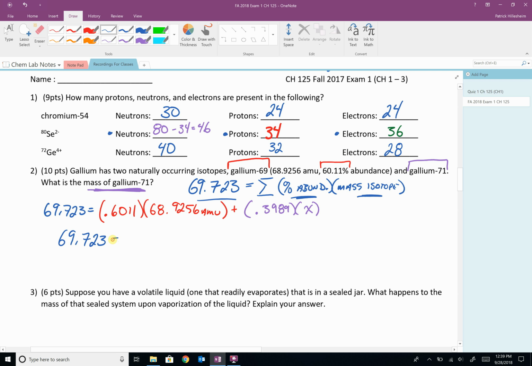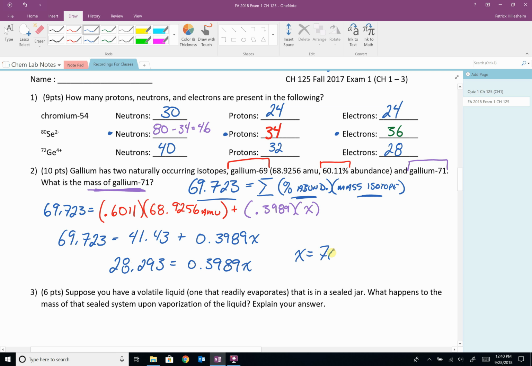69.723, right? This is equal to 41.43 plus 0.39, whoops, I missed my 3, 0.3989 x. 28.293 equals 0.3989x, x equals 70.9276.